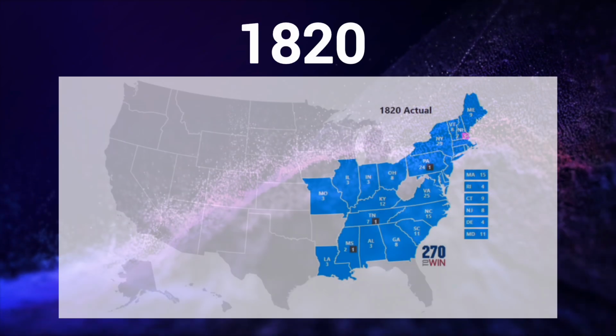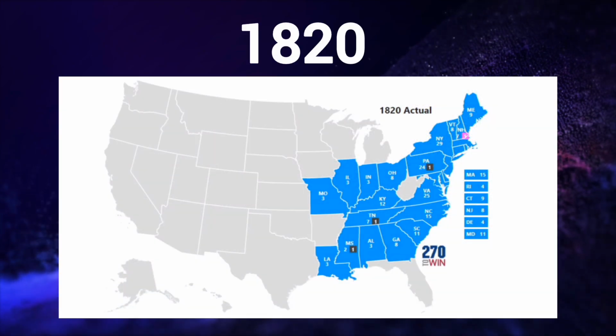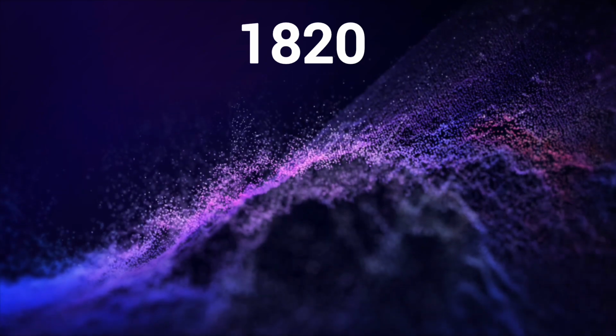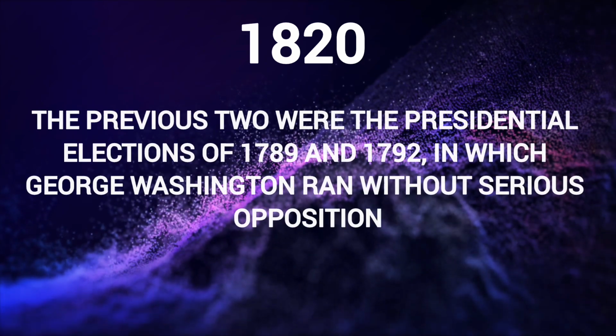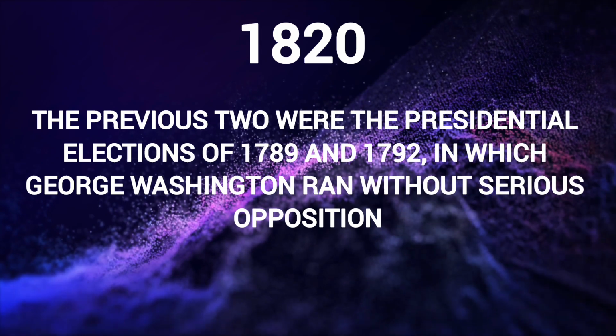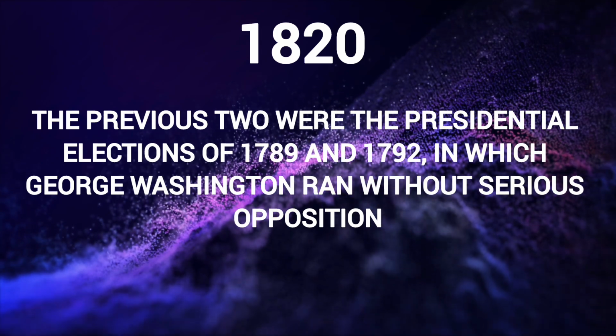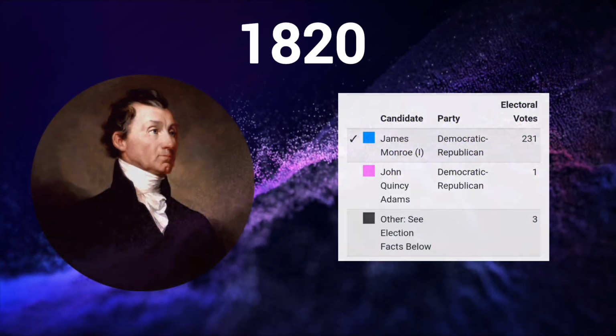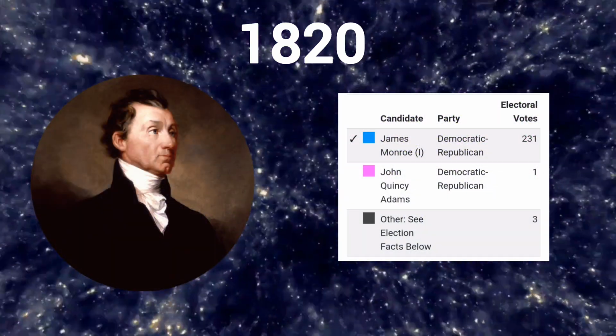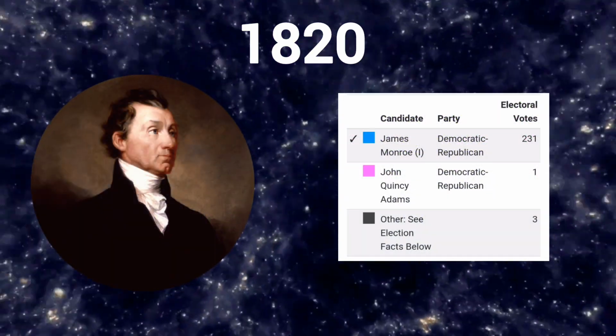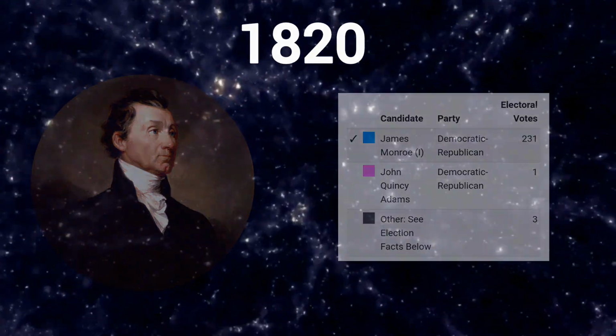The election of 1820 was the third and last presidential election in United States history in which a candidate ran effectively unopposed. The previous two were the presidential elections of 1789 and 1792, in which George Washington ran without serious opposition. President James Monroe and Vice President Daniel D. Tompkins were re-elected without a serious campaign.